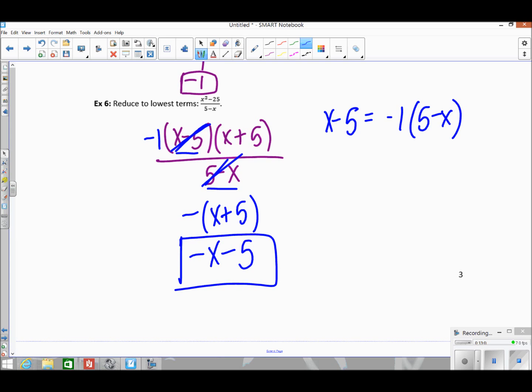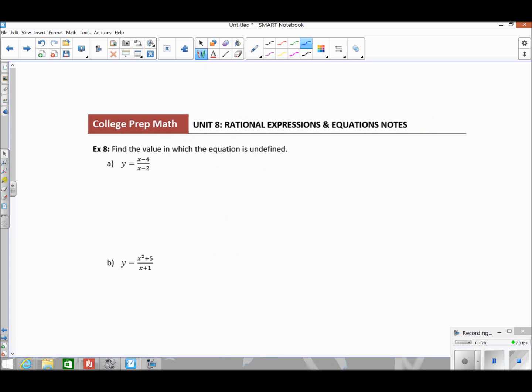And then one last thing for this lesson. So the last thing here is really just focusing on the definition of a rational equation or rational expression, and it's finding when the equation or expression is undefined. So in this case we have equations, but it would be the same thing if you had expressions, meaning no equal sign. You want to find the value for x when the equation is undefined. So when this equation is undefined is when there's a 0 in the denominator.